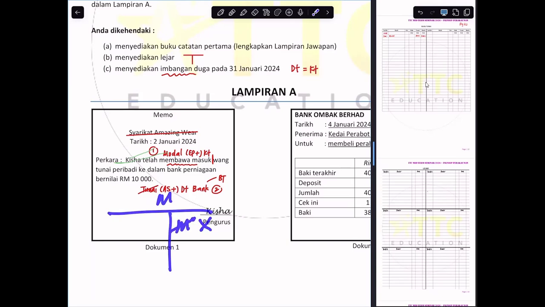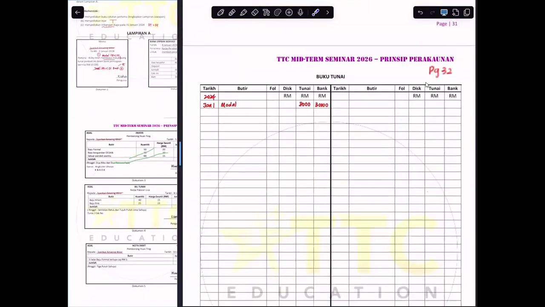No. What should I write? Bank. Yes, that's the logic of how you figure out what to write inside there. Don't come up with a number 3. You have only 2, so pick either one only. And record into buku tunai.